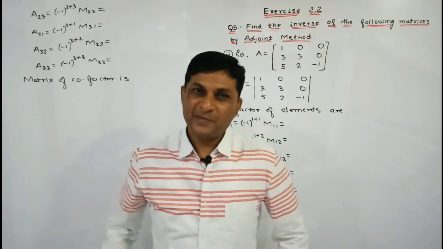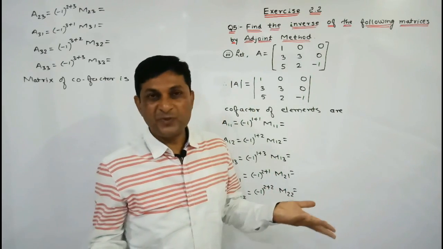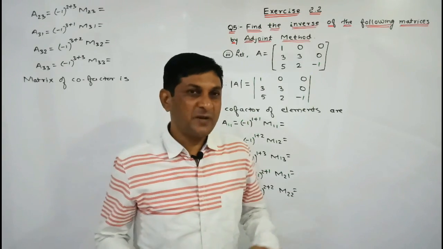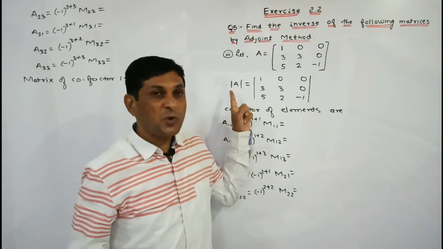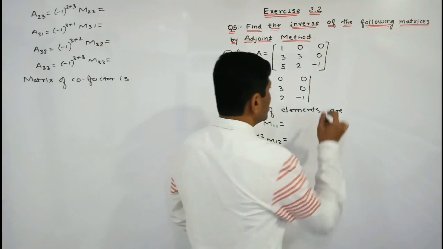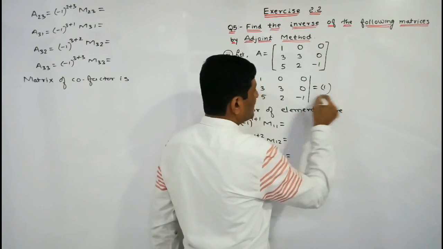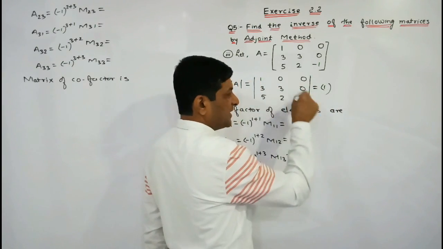Now see example number 3. In this case the matrix is of order 3 by 3. Now since we are solving the example using the adjoint method, the first step is to find out what? The determinant of this matrix. So let us try to find the determinant, which is equal to, here first write down 1, then delete the element of first row and first column, find out the determinant of these elements.